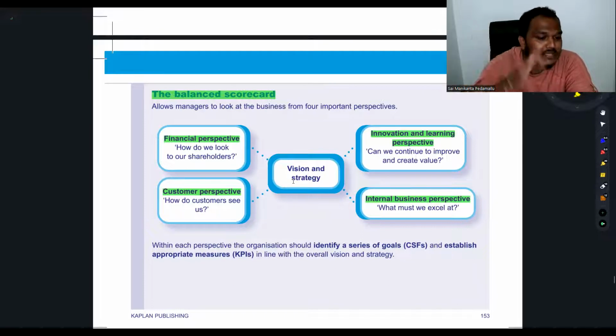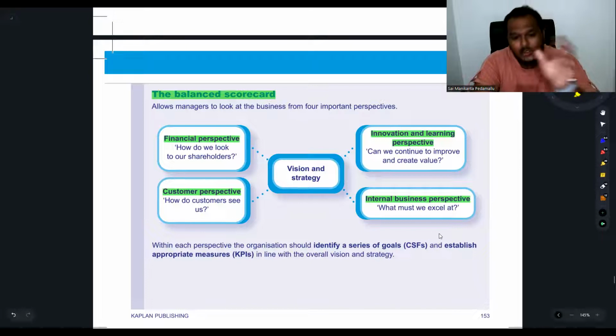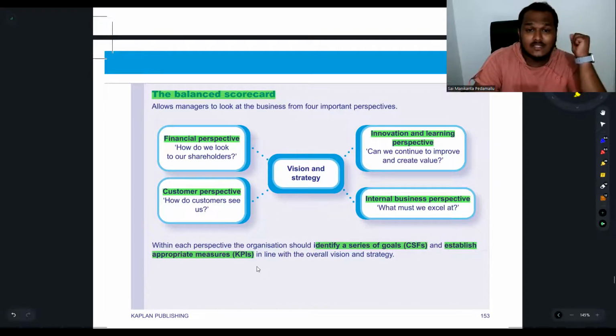Now, sir, Vivek is asking me about KPIs. Okay, let's do that. Within each perspective, the organization should identify the CSFs and establish appropriate KPIs. That is the requirement for your examination. So he is justified in asking me to tell you the KPIs on each of these.